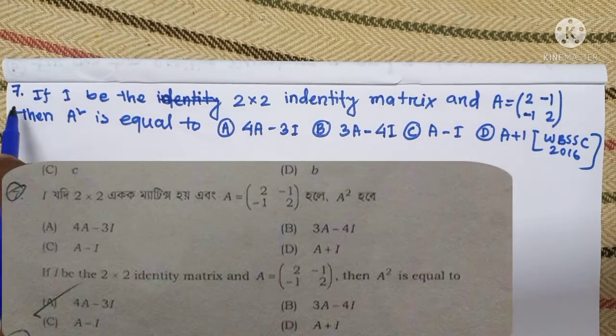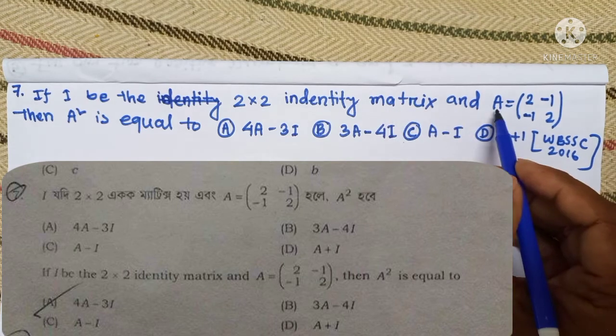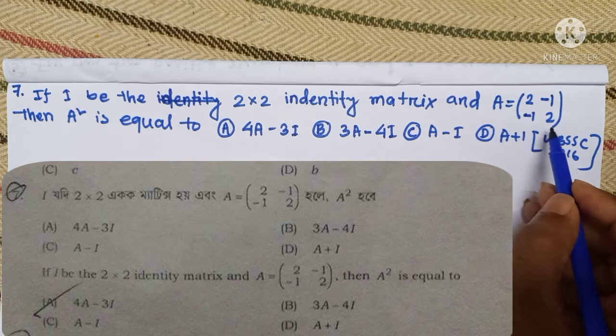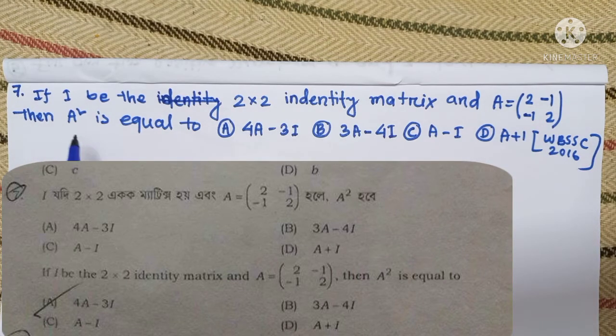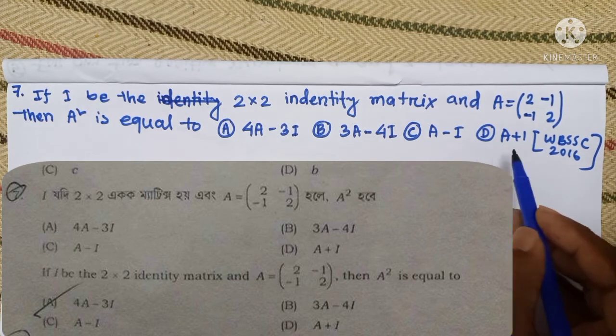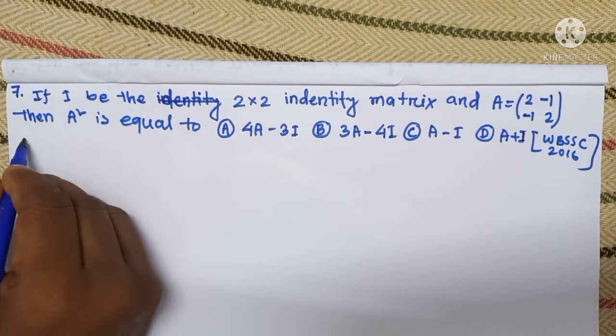Question number 7. If I is the 2 cross 2 identity matrix and A equals the matrix 2, minus 1, minus 1, 2, then A square is equal to: option A, 4A minus 3I; option B, 3A minus 4I; option C, A minus I; option D, A plus I. Solution.